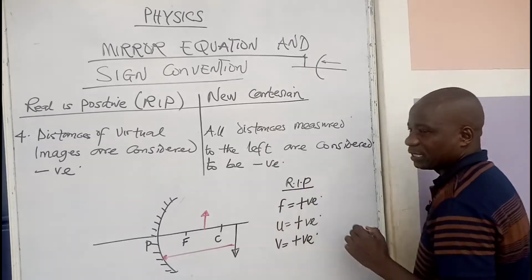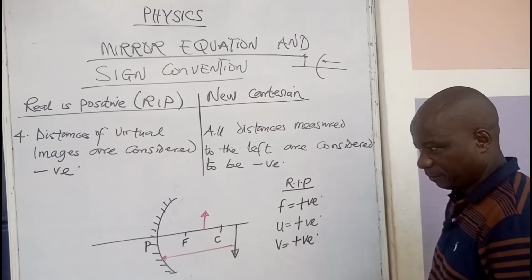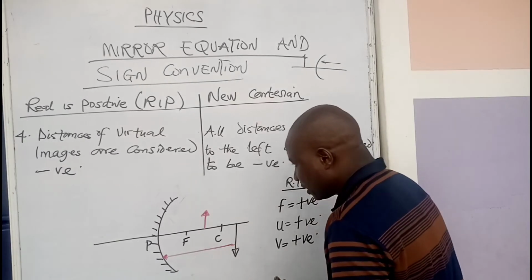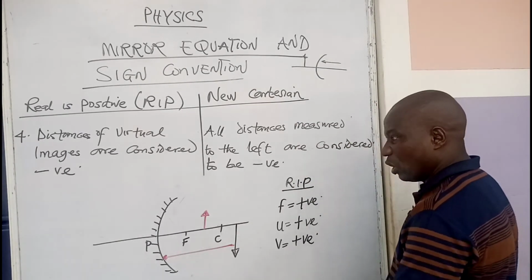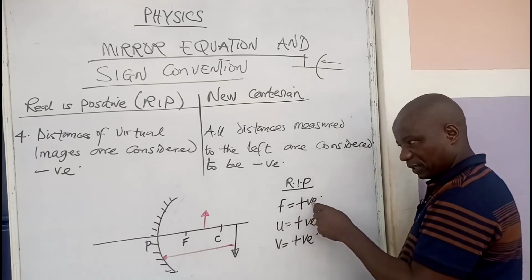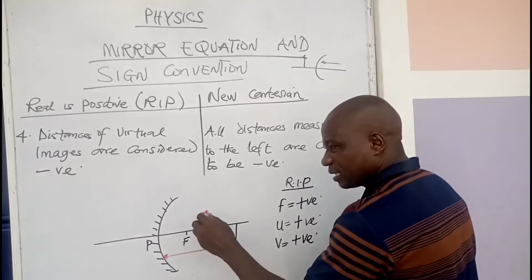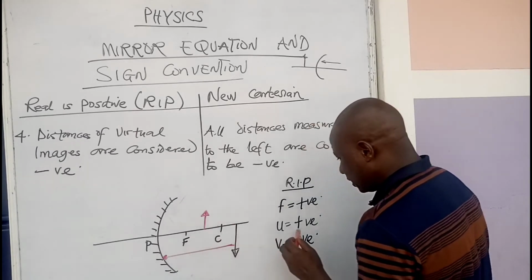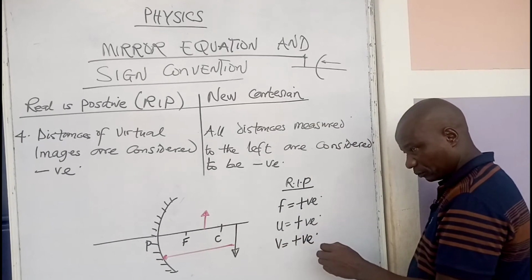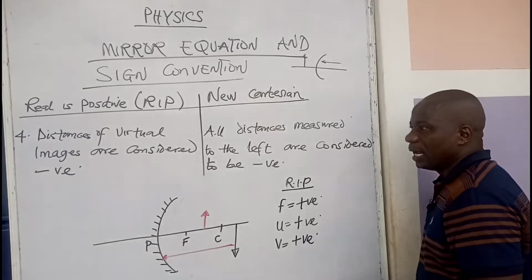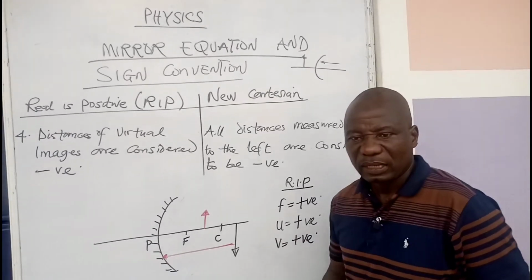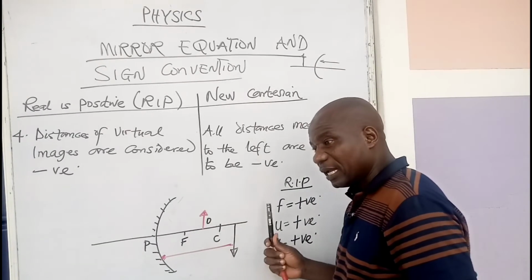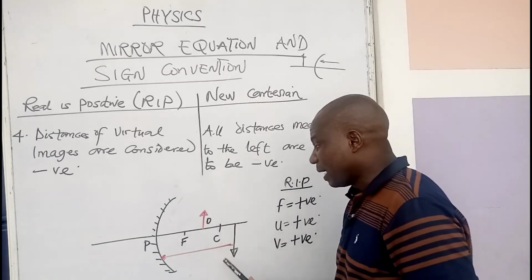Under rest, real is positive. That's what this one is telling us. That is, the focal length of a concave mirror is positive. Distances of real image and object, they are positive. I think that is understood. Now we have talked about the distances of the real object and image.